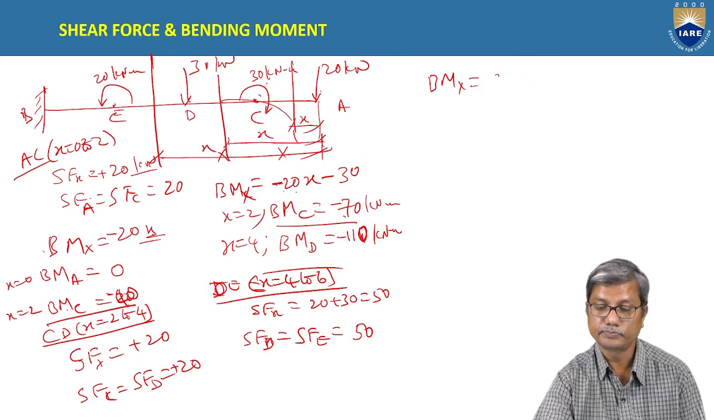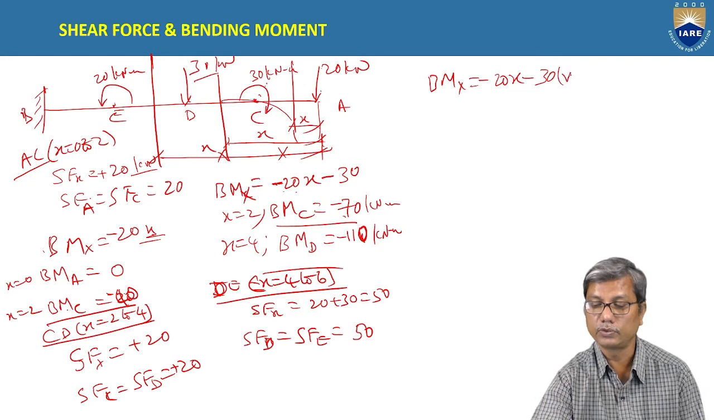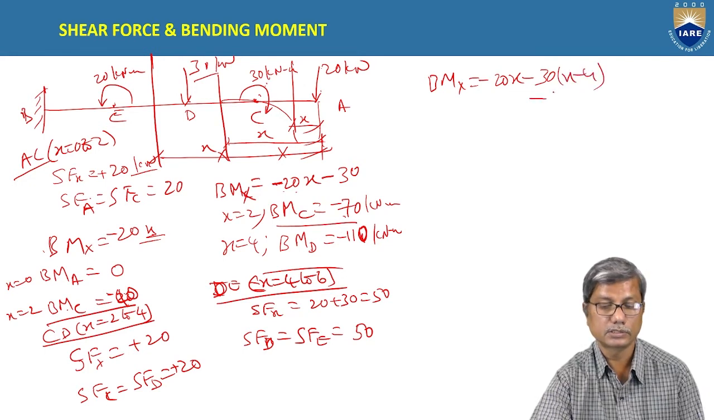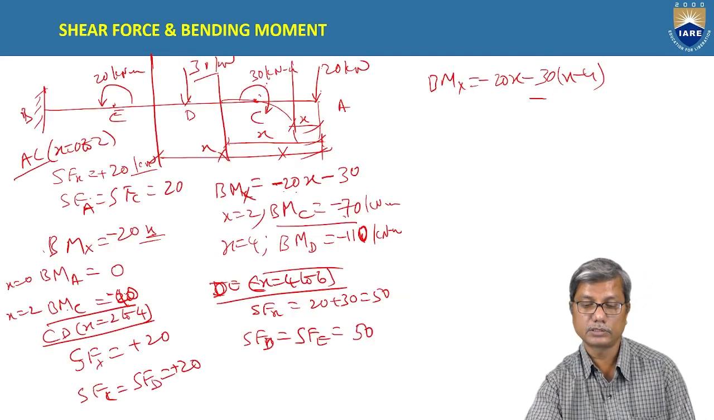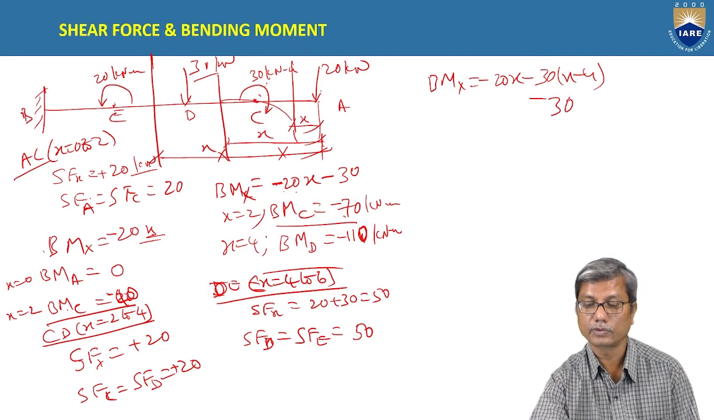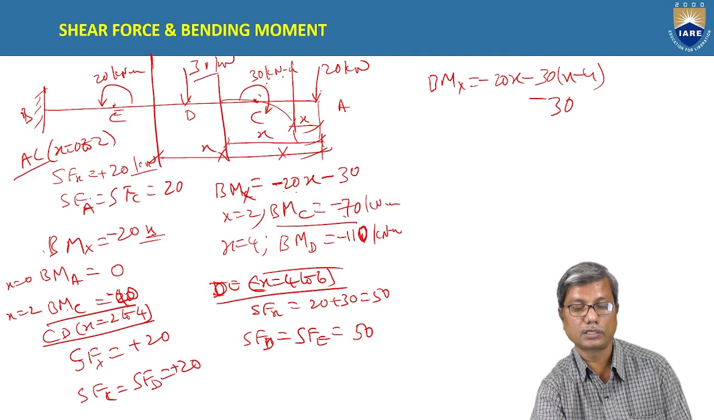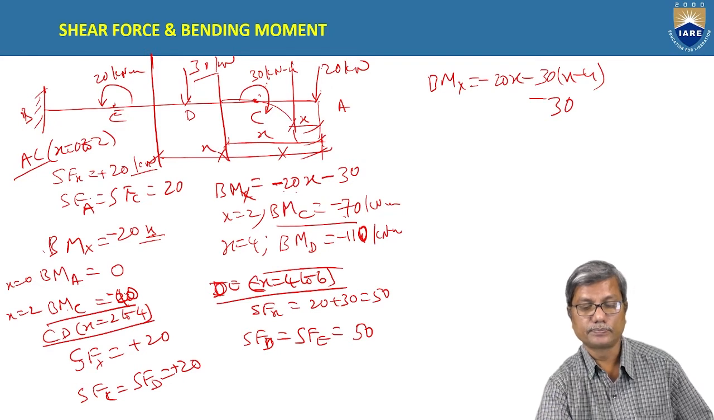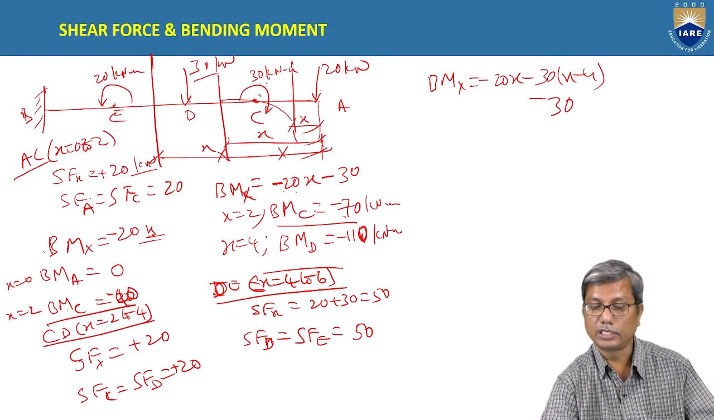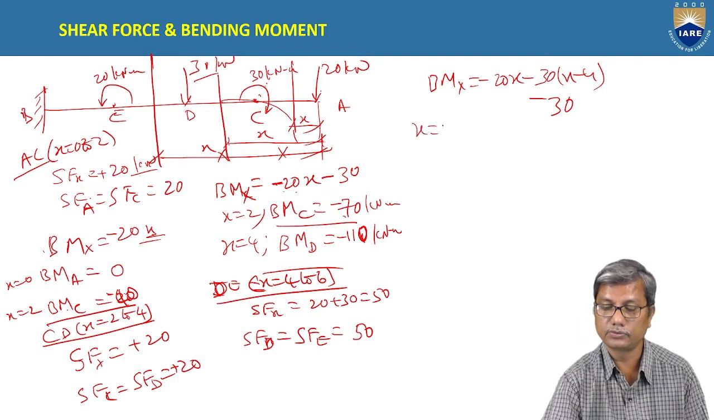So what is it? Minus of 20 into X, minus 30 into X minus 4, minus 30, minus 30. This couple and all are producing anti-clockwise sagging moment. All are producing sagging, isn't it? Downward bending. So all are negative here.